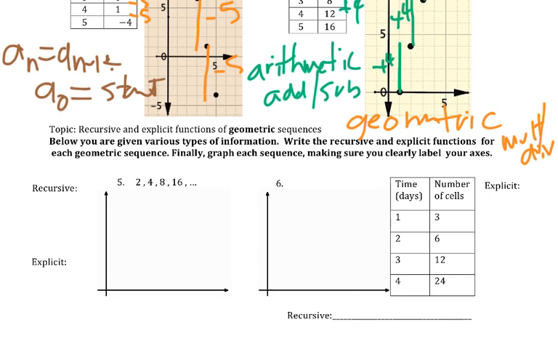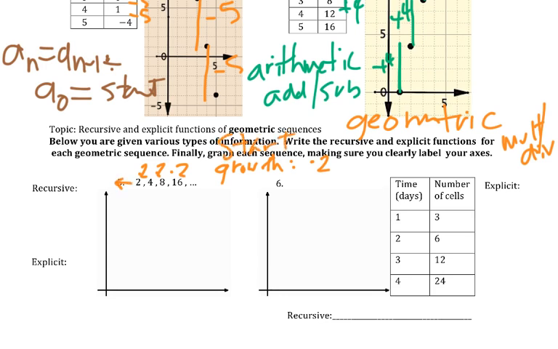So we go 2, 4, 8, 16. You may think it's plus 2, plus 4, plus 8, but remember, we have to have the same number added, so it can't be arithmetic. If it's not arithmetic, we're just dealing with arithmetic and geometric, so is it geometric? Are we timesing by 2 each time? Yeah. So our growth is timesing by 2.